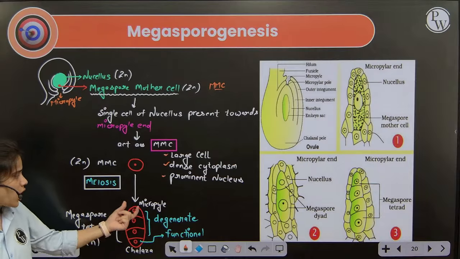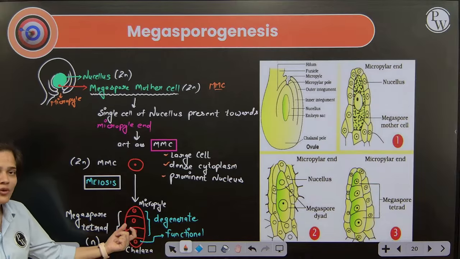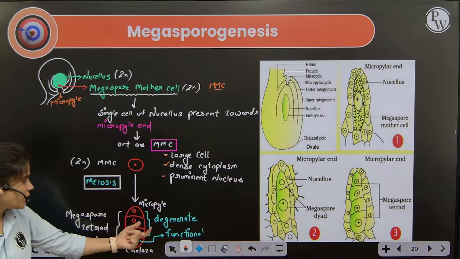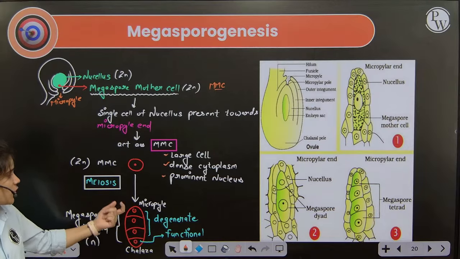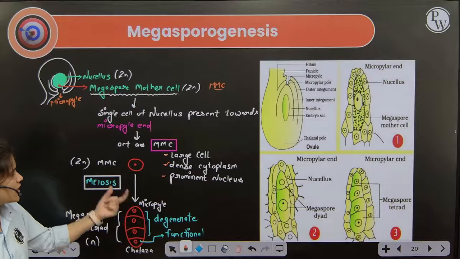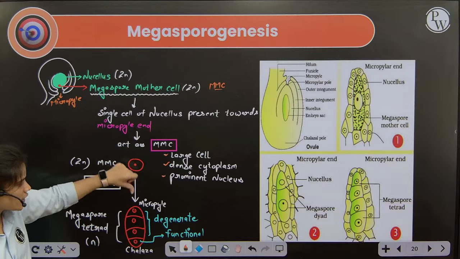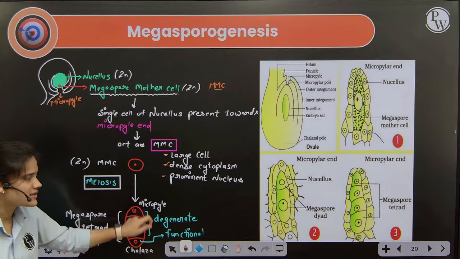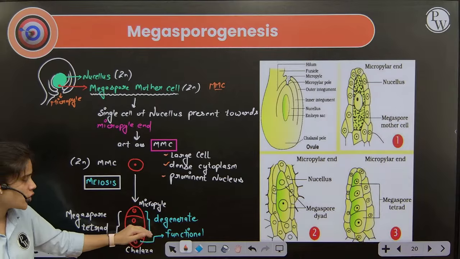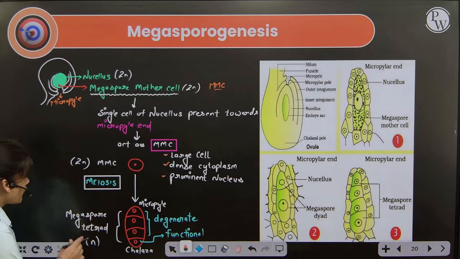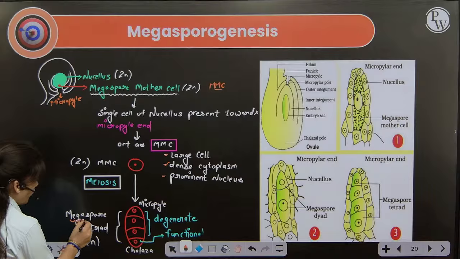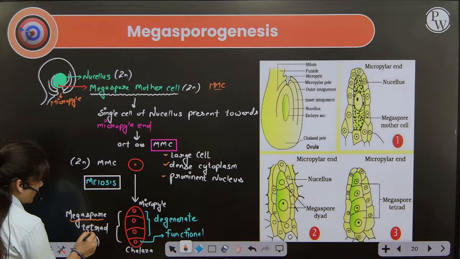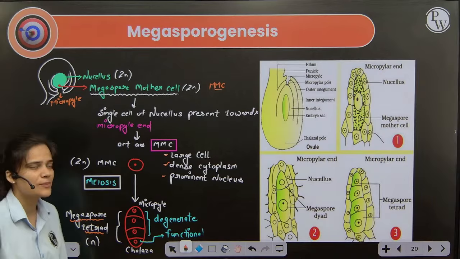Microspores are formed. How many microspores are formed? Four microspores are formed. Sorry, four megaspores are formed. The megaspore mother cell undergoes meiosis division. As a result of it, megaspores are formed. How many megaspores are formed? Four megaspores are formed. And what about the ploidy of these megaspores?